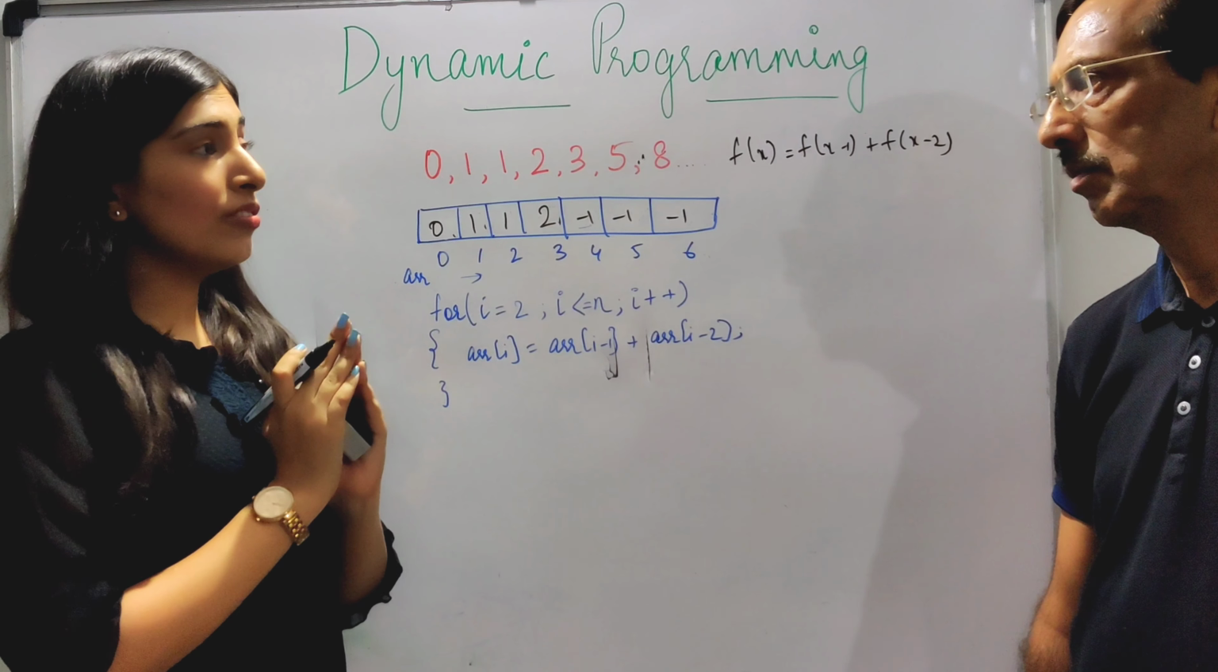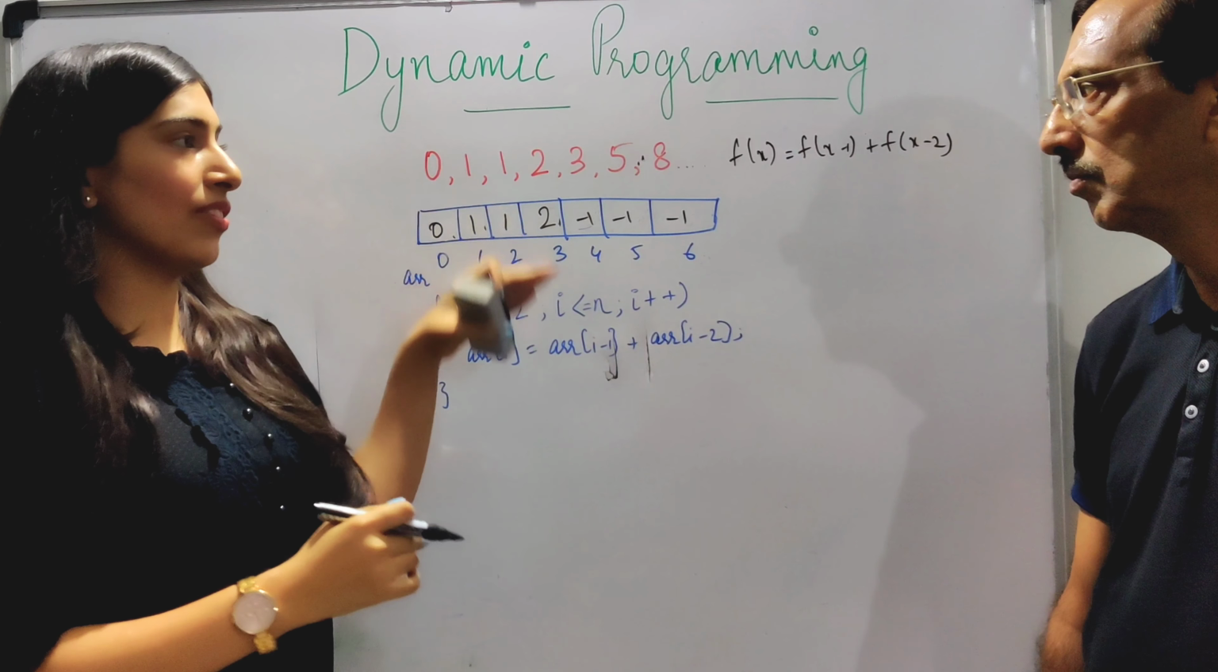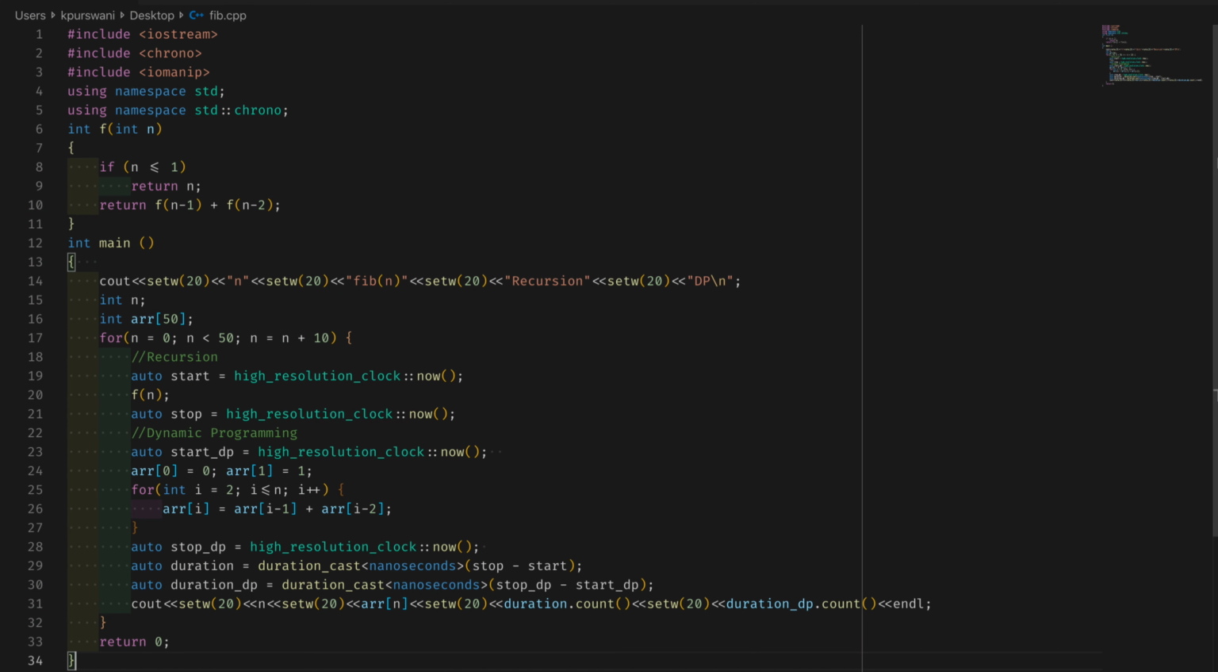Now let's actually see in an online IDE how much time we end up saving by using DP. So this is the code. As you can see, I have written two codes. This part is for recursion and this part is for dynamic programming. We are going to see the time it is taking for both the approaches. Here I'm starting the clock, here I'm stopping the clock. This is for recursion.